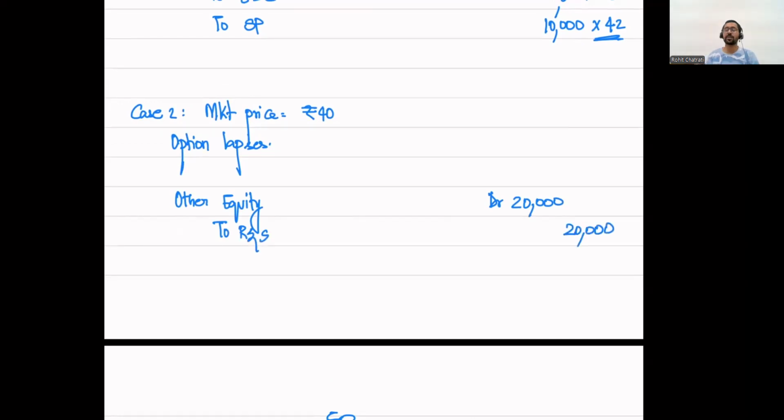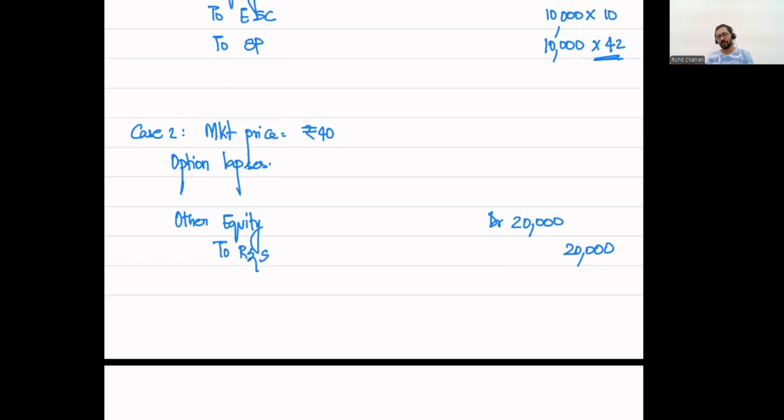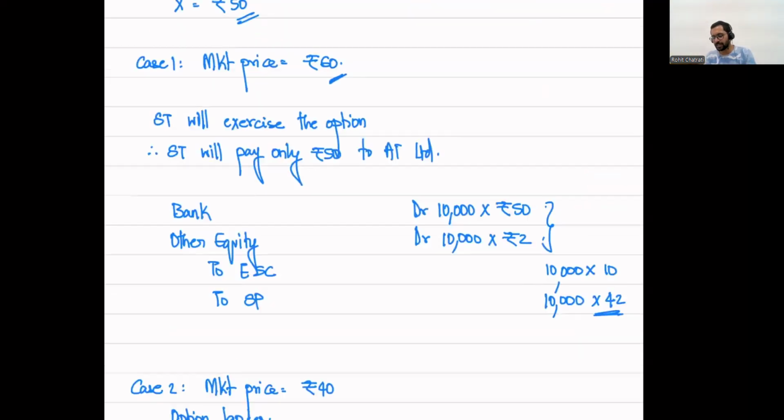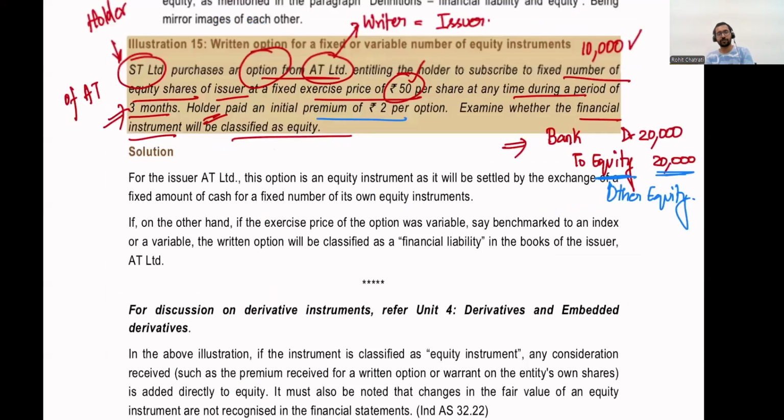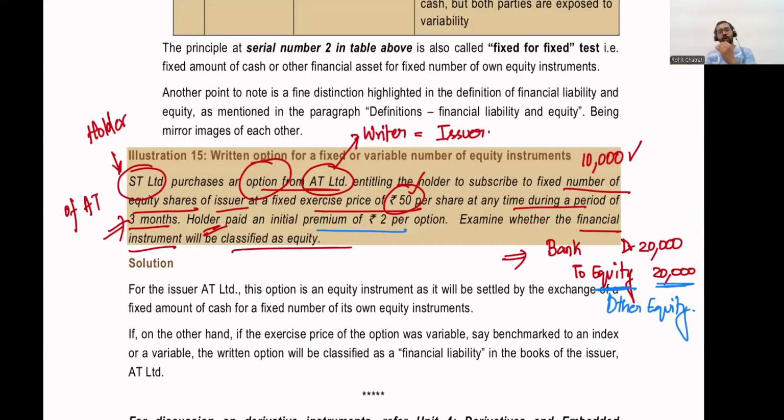This 20,000, or 2 rupees, that I collected as an upfront premium becomes a part of my profit, but I do not take it to P&L. I will actually take it to reserves and surplus, and then I can obviously use it for other purposes. So whatever 2 rupees I've collected as premium becomes my profit, and it's available for me to utilize for other purposes. So this is basically the continuation of illustration 15, as to what would happen if the option is exercised or if the option is lapsed.